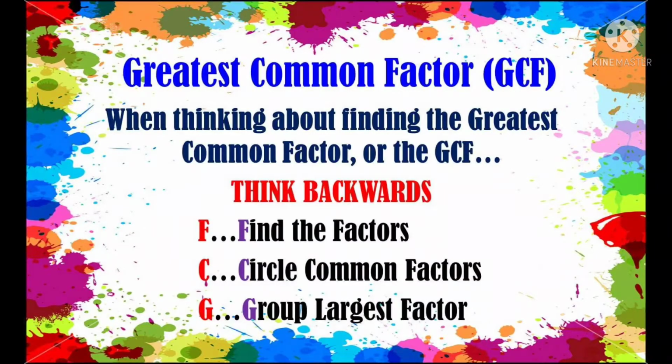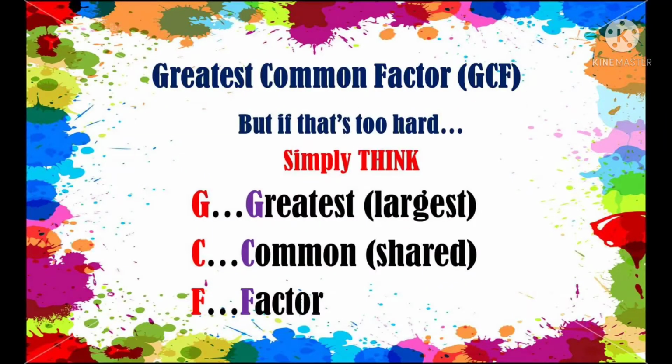When we think about finding the greatest common factor or the GCF, think backwards. F, C, G. First, find the factors. C, circle common factors. And G, group largest factor. But if that's too hard, simply think GCF: greatest or yung largest, common or yung shared, and factor. So, hahanapin lang natin yung pinakamataas na magkakamukha silang number.